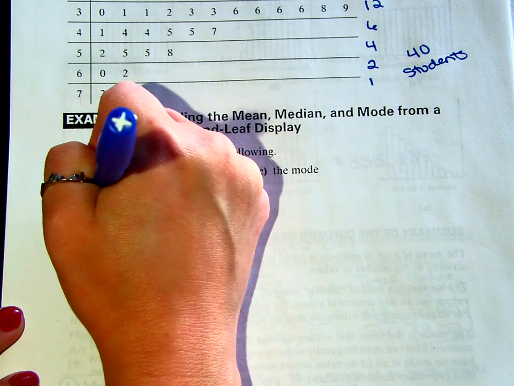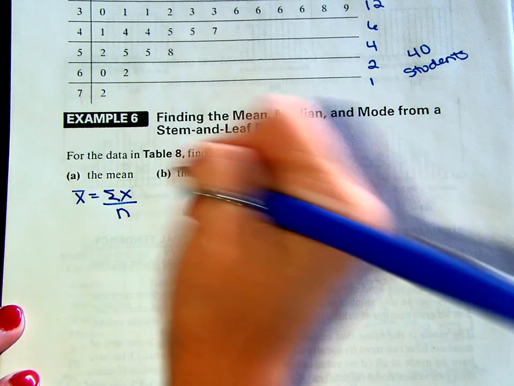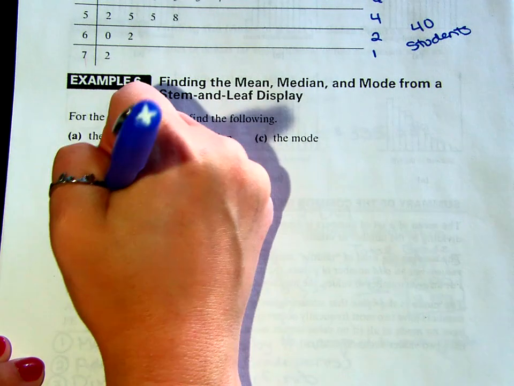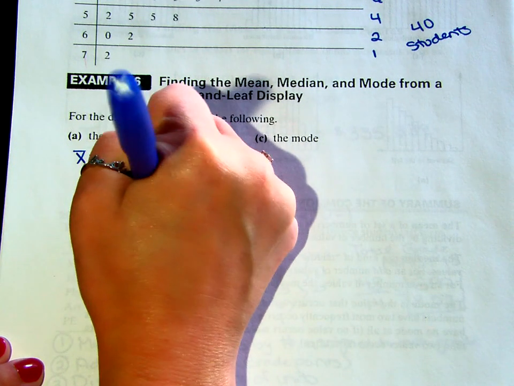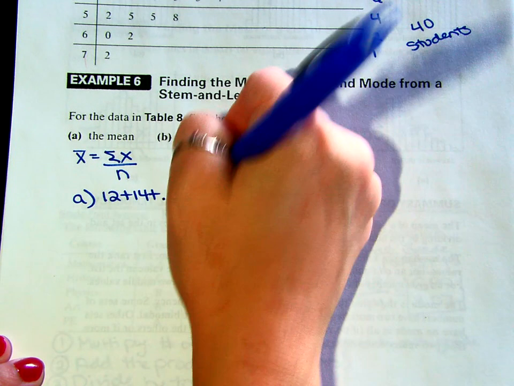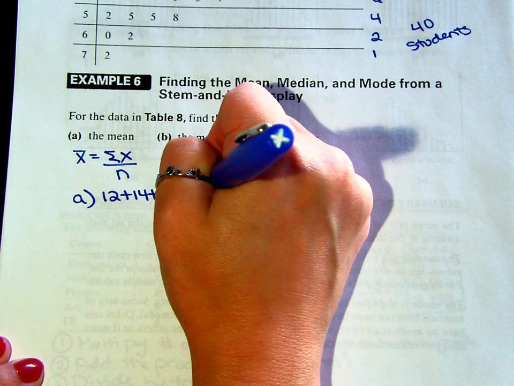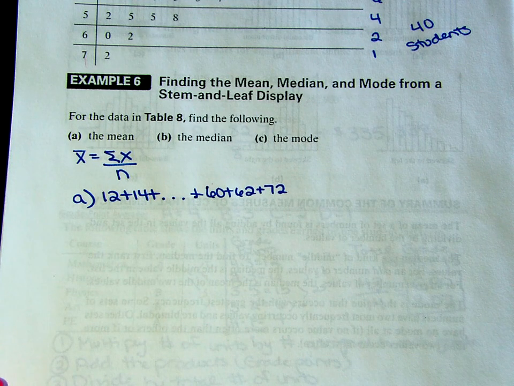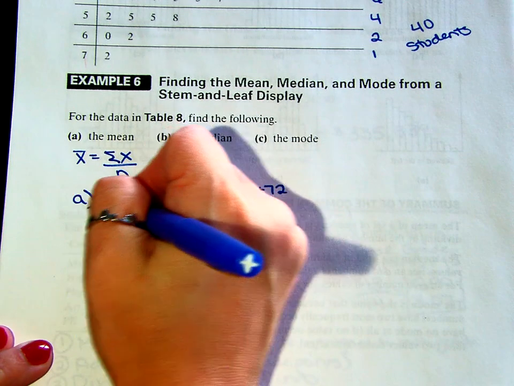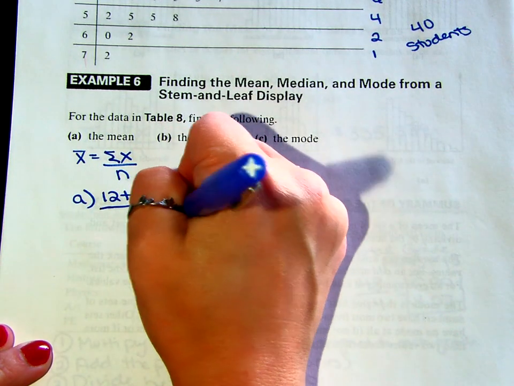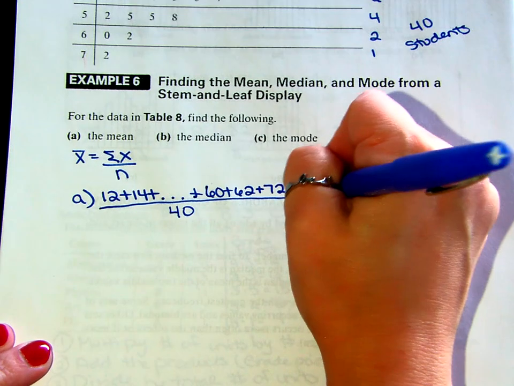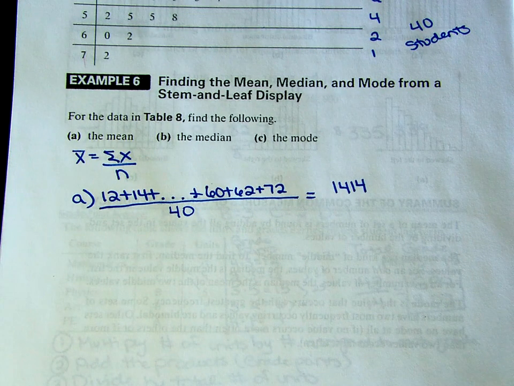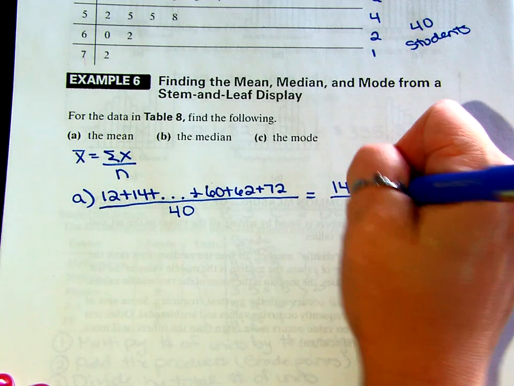So we would take 12 plus 14 plus and so on, all the way until we have plus 60 plus 62 plus 72. We'd keep adding. And we would divide all of that by the total number of students questioned, which was 40. That's 1414, the total number of hours that students studied. We're going to divide that by 40 to find the average number of hours these students study. 35.35. That is your mean.